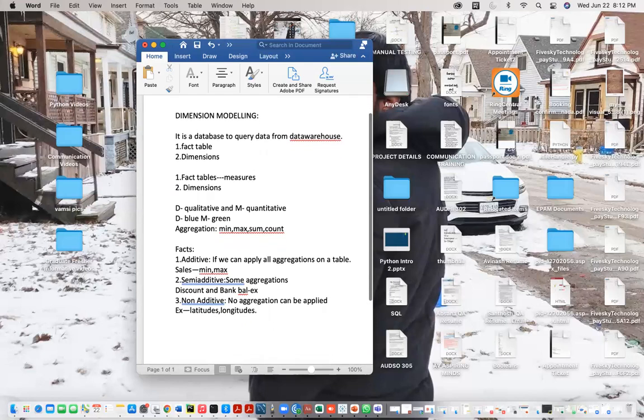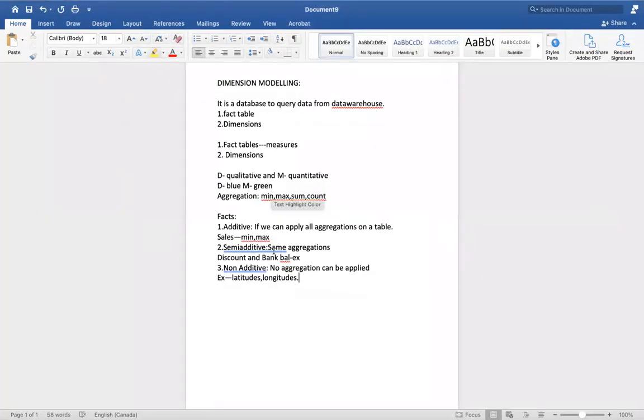So if someone asks you about facts, there are three types of facts. They are additive, semi-additive, and non-additive. Additive means we can apply all aggregations, semi-additive only some aggregations, and non-additive we can't apply any type of aggregation. Yeah. So the next thing.